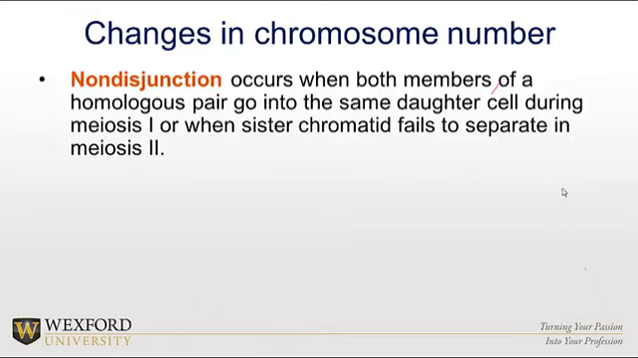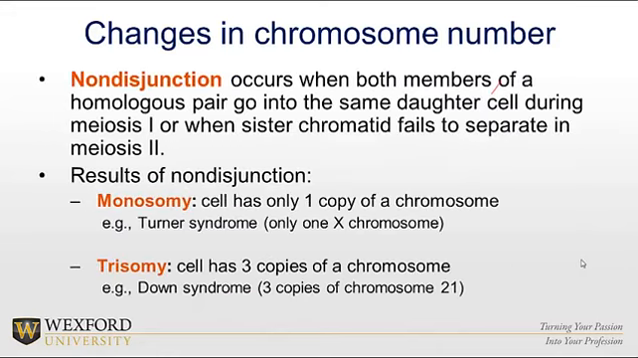We have, for example, with this non-disjunction, monosomy, which means we are missing a copy of one chromosome. An example of that would be Turner syndrome, where you only have one X chromosome, you don't have a second X, or you don't have a Y, so it's a problem with the sex chromosomes. Or trisomy, where we have 3 copies of a chromosome. The very common example there is Down syndrome, where you have 3 copies of chromosome 21.